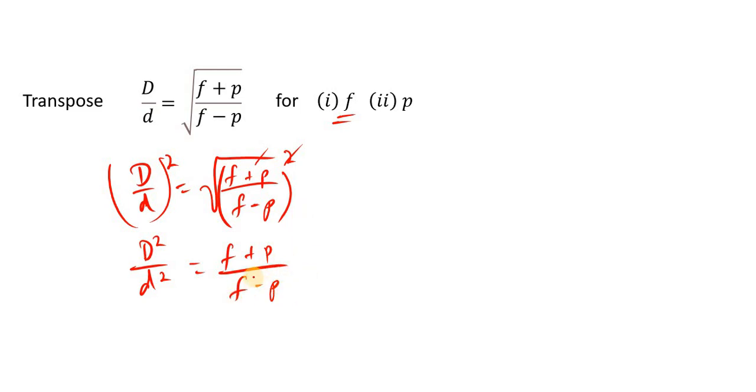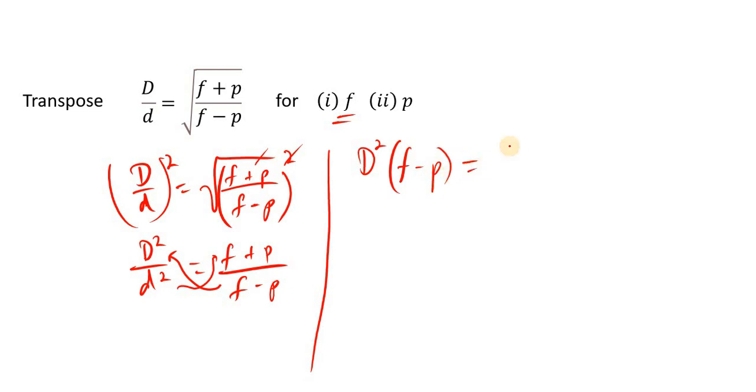Now, again, if we really want to get f as the subject, we need to remove this denominator here still and try to get the f terms together. So what we can do, we can actually cross multiply. That's a hint as to what we can do. So we can just multiply these guys, numerator with denominator. So we have d squared times f minus p equals capital D squared times f plus p.